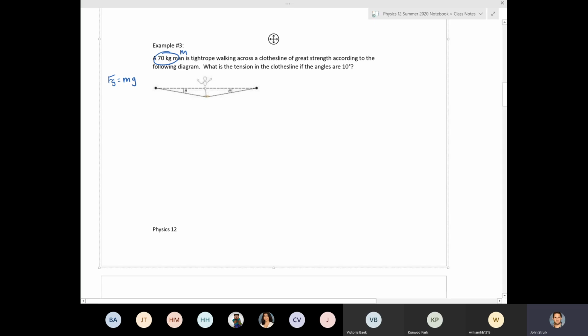So this is the point of equilibrium right here, and that's FG of the person going down, and then we have tensions, we'll call them T2 and T1. I'm exaggerating these a little bit just to make them bigger. And then FG, T1, like that. And then angles of 10 degrees.